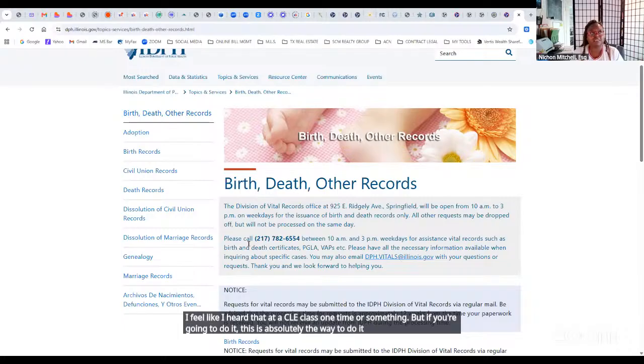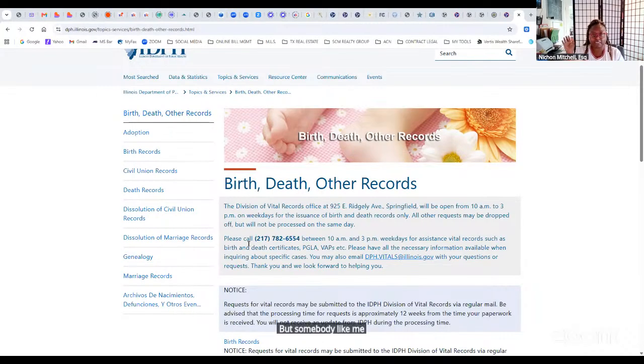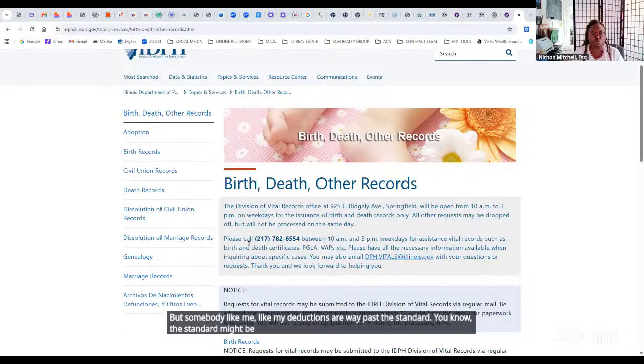A lot of these deductions and all the kind of stuff I'm talking about, you do have to itemize. Now, if you don't want to itemize your deductions, you can take what's called the standard deduction. But somebody like me, my deductions are way past the standard. The standard might be, I have to look it up, maybe 20,000 if you're married, somewhere around in there. But if I've got 30 or 40 or $50,000 worth of deductions, I'm going to claim that.